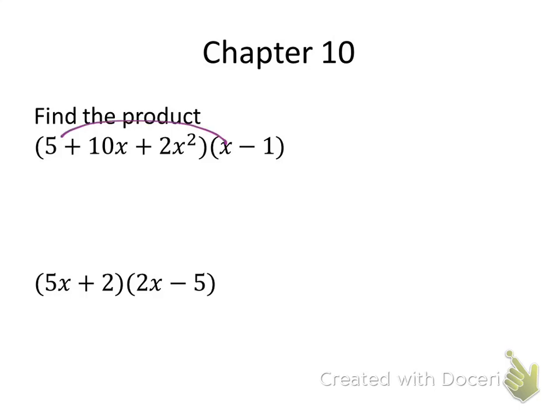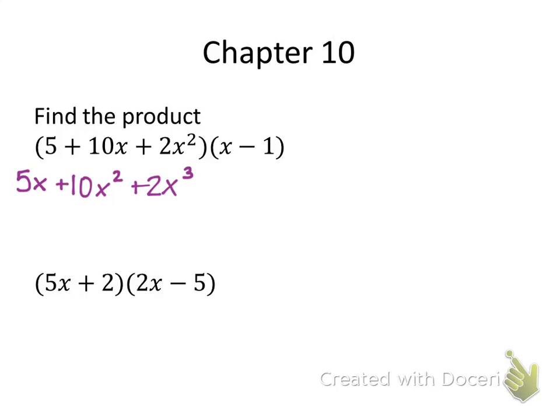So I distribute this x to everything. Then I'm going to distribute the negative 1 to everything. Okay? Once I do that, I'm going to get a really long amount of terms. Okay? I just combine like terms. So let's start off by distributing the x. X times 5 is 5x. X times 10x is 10x squared. 2x times x is 2x cubed. Because remember, you count up how many x's you have, and that's what exponent you should have.